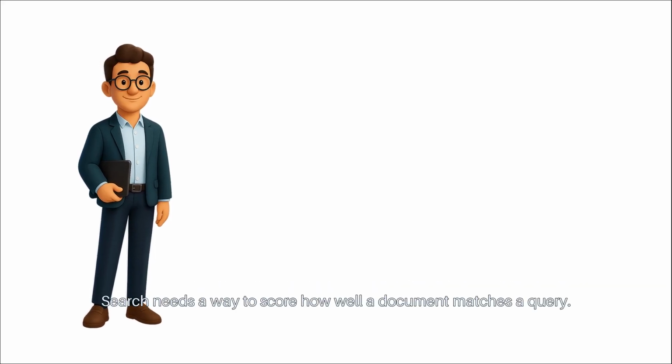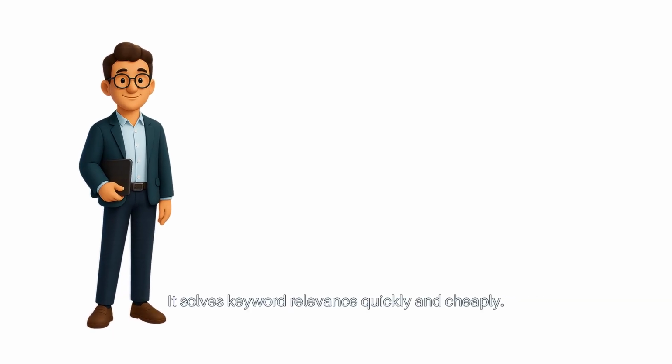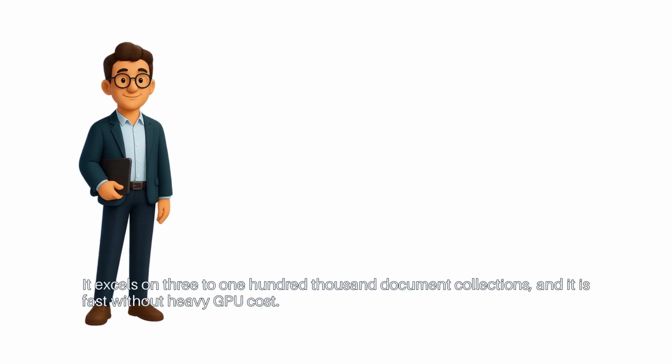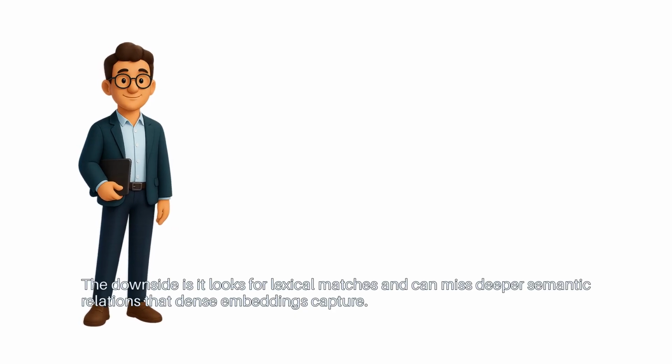Search needs a way to score how well a document matches a query. BM25 is a classic ranking function used in real search engines. It solves keyword relevance quickly and cheaply. It excels on 3 to 100,000 document collections, and it is fast without heavy GPU cost. The downside is it looks for lexical matches and can miss deeper semantic relations that dense embeddings capture.